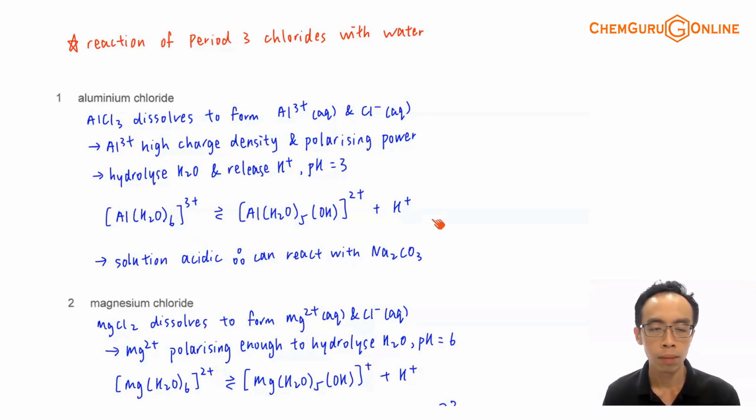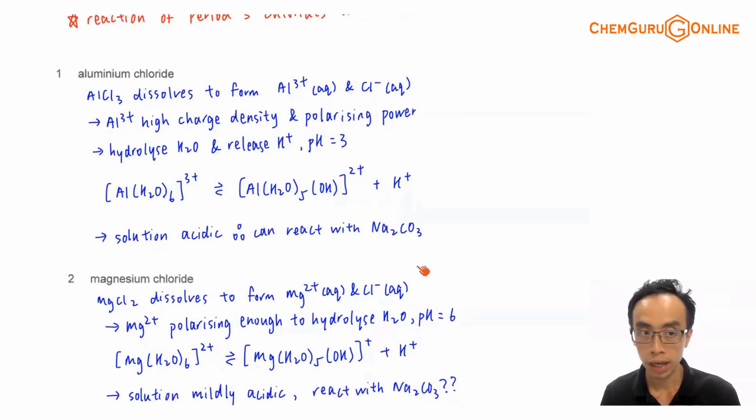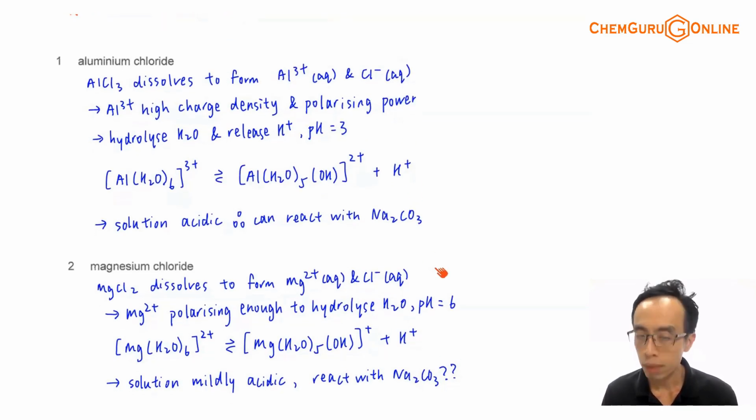Dissociation involving my Al3+ complex, when it is coordinated to water, is here. Basically, it's just aluminum surrounded by 6 water. You break one of the OH bonds in water, you form aluminum 5 water, 1 OH minus. The charge of this will be +2, and then you kick out H+. It makes the solution acidic, and therefore it is capable of reacting with sodium carbonate to give CO2 plus water. So number 1, aluminum chloride, we would expect the solution to be acidic, able to react with sodium carbonate. Now how about magnesium chloride?